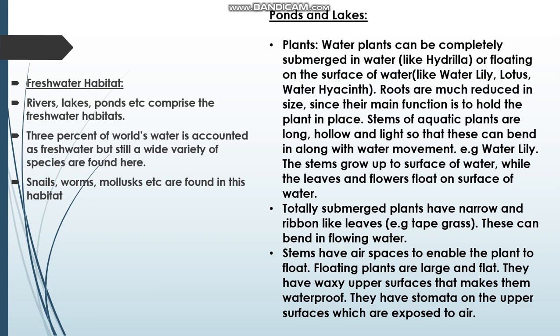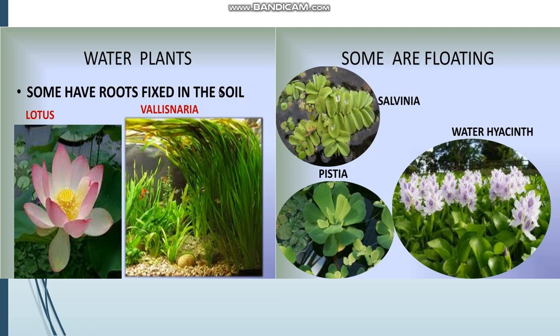The next we are going to see is the freshwater habitat, which refers to lakes, ponds, rivers and streams. Only 3% of the world's water is freshwater, but still a wide variety of species are found here, for example snails, worms, mollusks, etc. In ponds and lakes, water plants can be completely submerged in water, like hydrilla, or floating on the surface of the water, like water lily, lotus, water hyacinth, etc. The roots are reduced in size since their main function is to hold the plant in place.